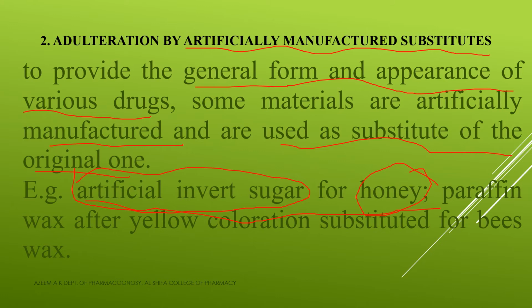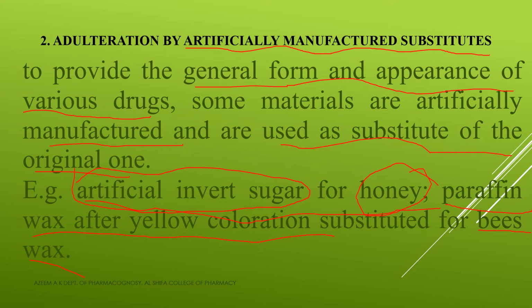Clear? So that's the first example. And the second example is paraffin wax, after yellow coloration, which can be substituted for beeswax. Beeswax is a natural substance, and in order to adulterate beeswax, we take paraffin wax and, after adding some yellow coloration, this paraffin wax can be used as an adulterant for beeswax. Clear? That's about the second type of adulteration.